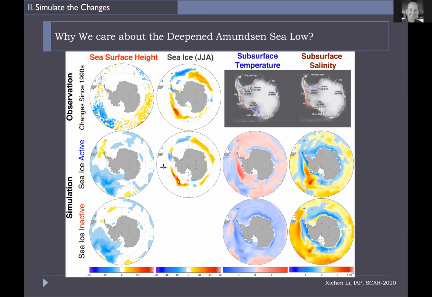I see. So it's only the sea ice motion that you're turning off effectively. Yes, yes. Okay. Thank you, Zichin. That's great. Thank you, Will.